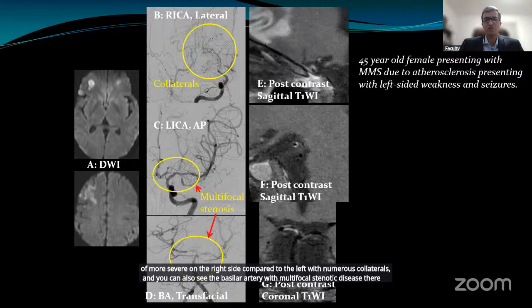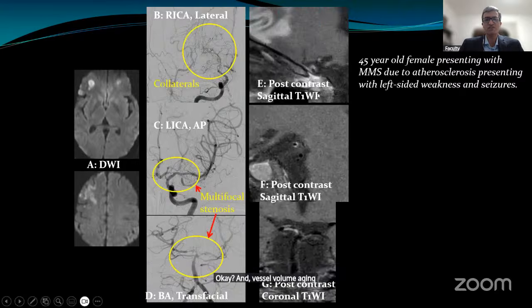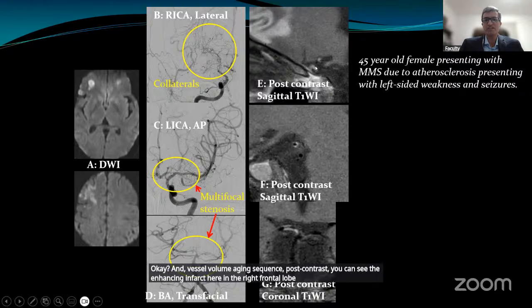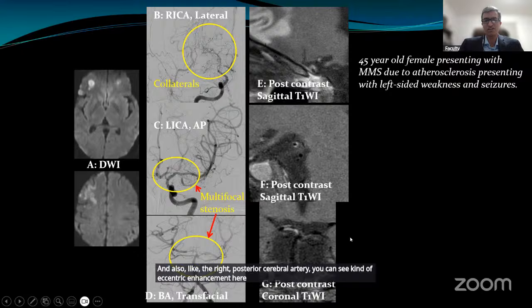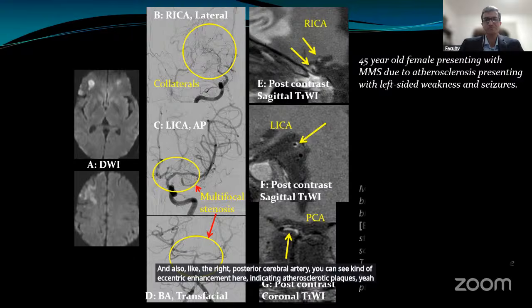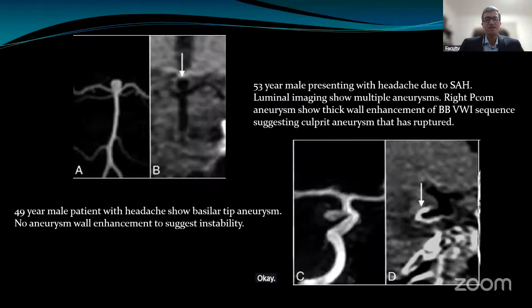Okay. And on vessel wall imaging sequence post contrast, you can see the enhancing infarct in the right frontal lobe, and you can see eccentric enhancement in the right MCA. You have eccentric enhancement in the left ICA, left MCA, and also in the right posterior cerebral artery, indicating atherosclerotic plaques. Okay. And this is another application of vessel wall imaging.